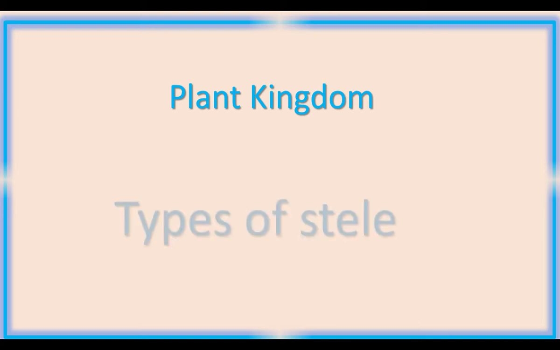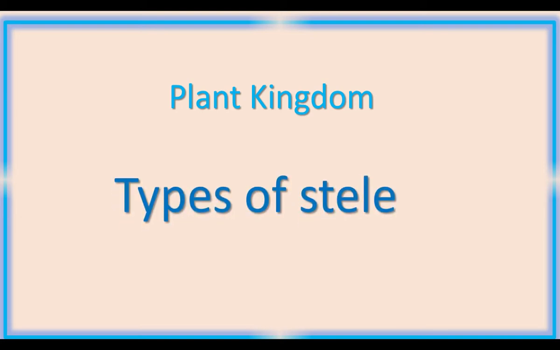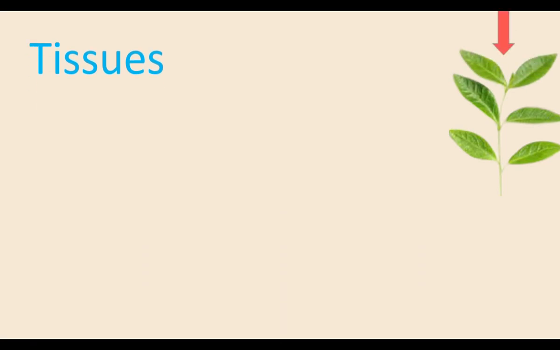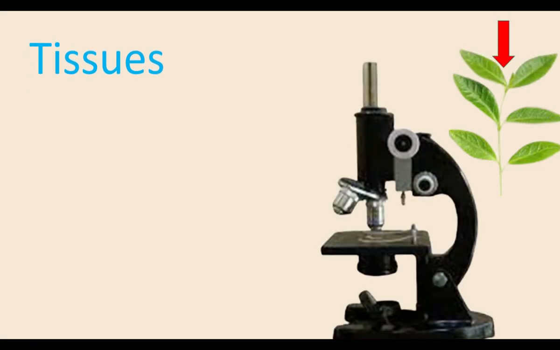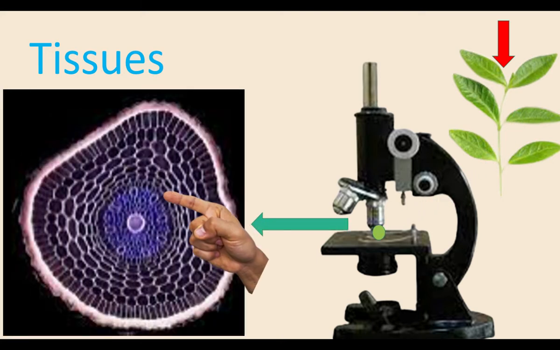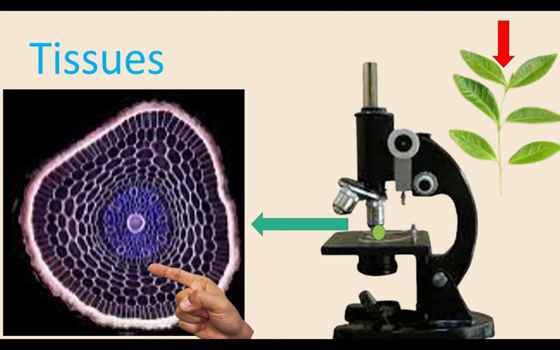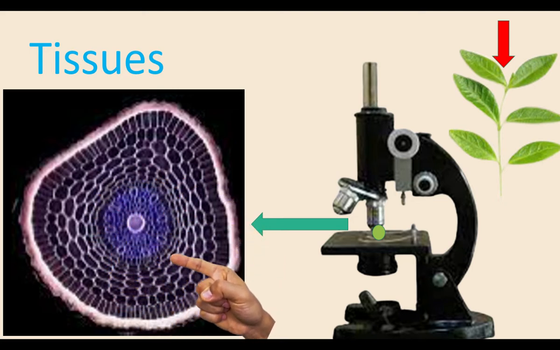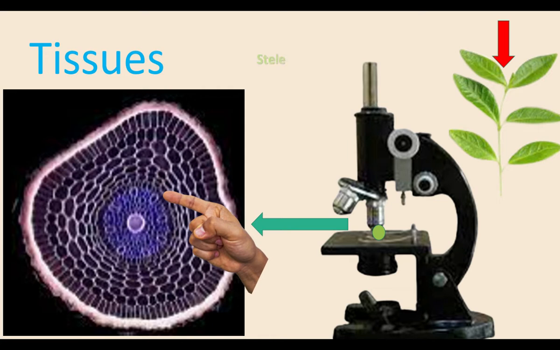Chapter 2, Plant Kingdom. In this video, we are going to learn the types of stele. A plant body is made up of different types of tissues. We can study the tissues with the help of a microscope. If we keep a small slice of a root or stem and observe under microscope, we will see the internal structure. In this structure, the central part forms the stele.